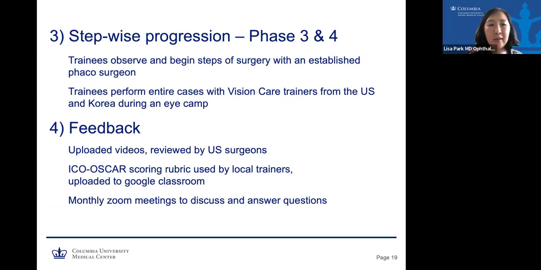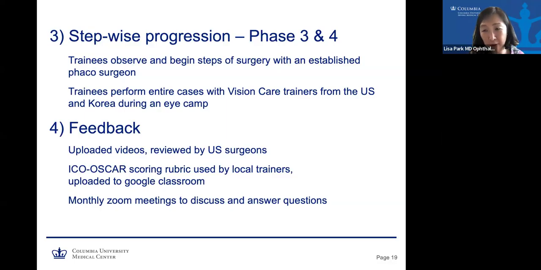Number 3 will be the training, performing surgery. And so in phase 3, this is where you will observe and sit next to an established surgeon and participate in parts of the surgery, as we mentioned, backing in. So starting from the insertion of the intraocular lens and then coming forward to the beginning of the case.